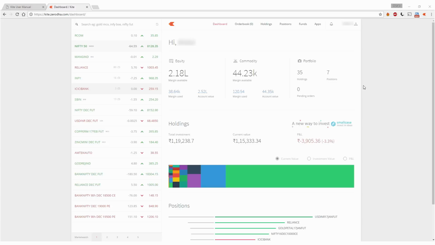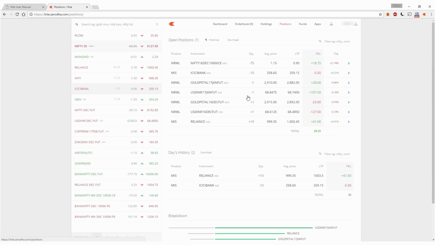A stop loss order is designed to limit an investor's loss on a position. It can also be used to buy or sell a stock when it breaches a certain price, which we call the trigger price. I have a long position, a buy position on Reliance, for which I'd like to place a stop loss. There are two ways to do this.